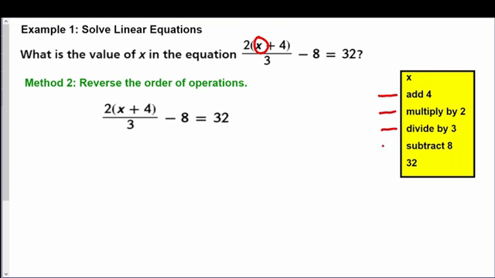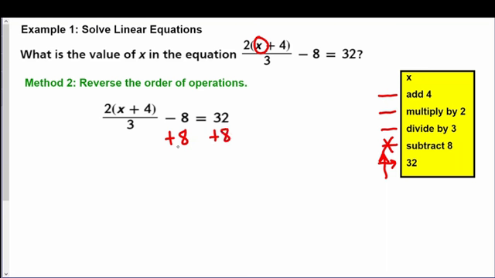And then after that we subtract 8 to get to our result of 32. So now when we solve this equation, basically what we're going to do is reverse this order of operations. We're going to undo these with the inverse operations that we talked about earlier. So the first thing that I'm going to do is start working backwards. I'm going to start with the subtract 8, and I'm going to undo the subtract 8, and the inverse operation would be to add 8.